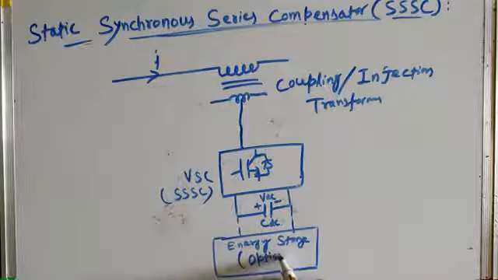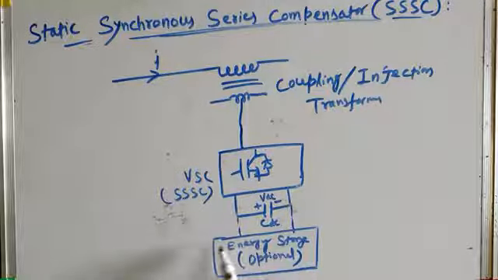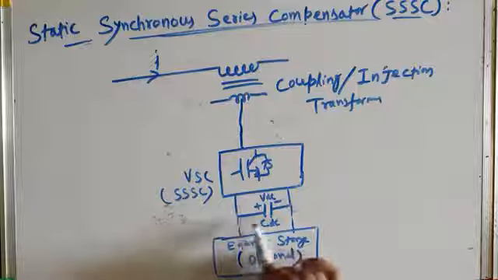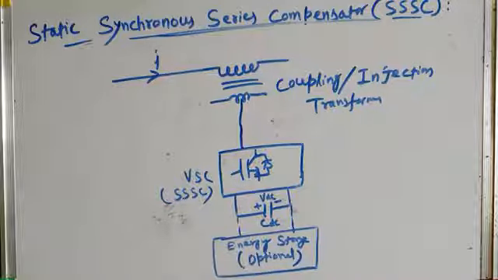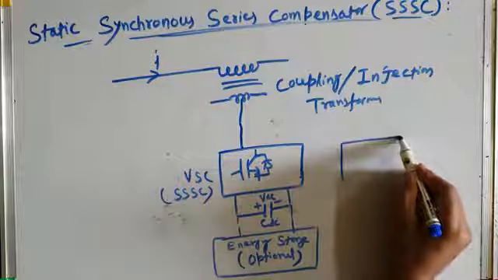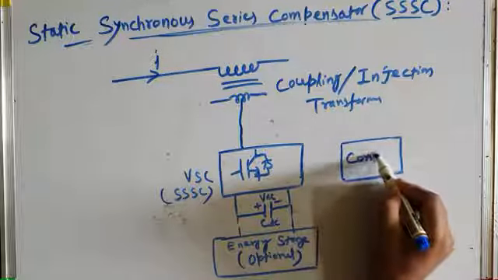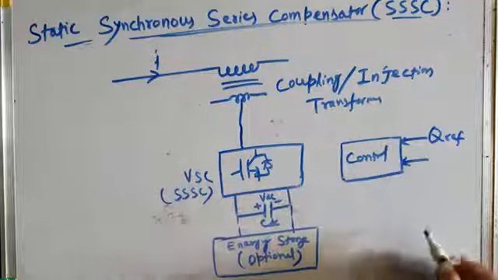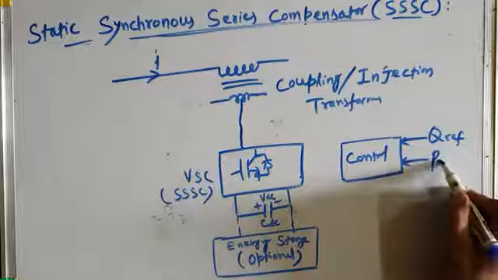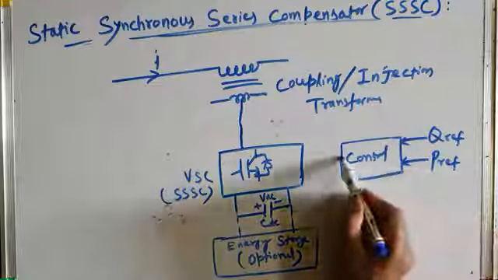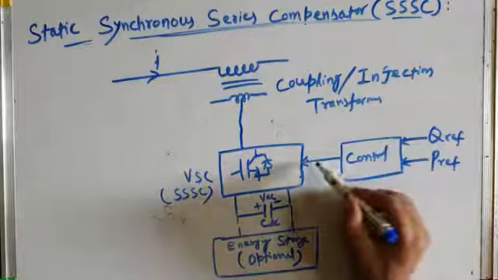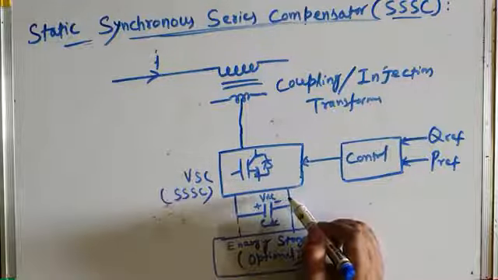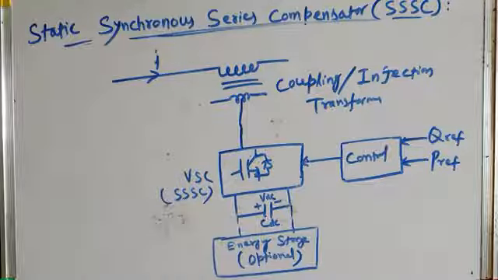Optional means only when you want to supply or deliver active power to the transmission line or to the transmission bus will we have energy storage at the DC bus. Otherwise, if you want only reactive power control, then only a DC bus capacitor is required, and no energy storage. Fine. Then we have a controller here. We have a control scheme, and to this control scheme we have two references: QREF, the reference reactive power, and PREF, the reference active power. And this is the control signal which controls the switching of the switches of the power converter.